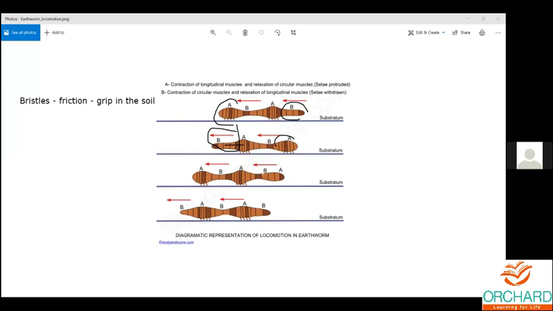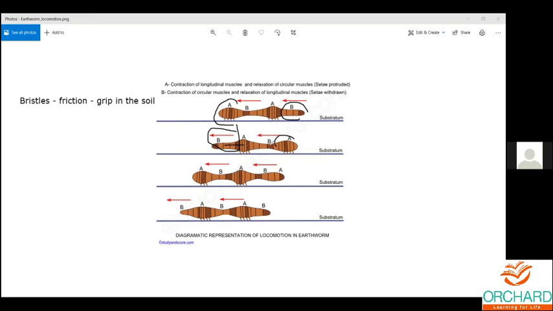First the rear and the front end become thick, then thin. After that the front end becomes thin and the back end becomes thick, followed again by the front end becoming thick and the back end thin. So the locomotion is being done, and the process is repeated one after another, the contraction followed by the relaxation.